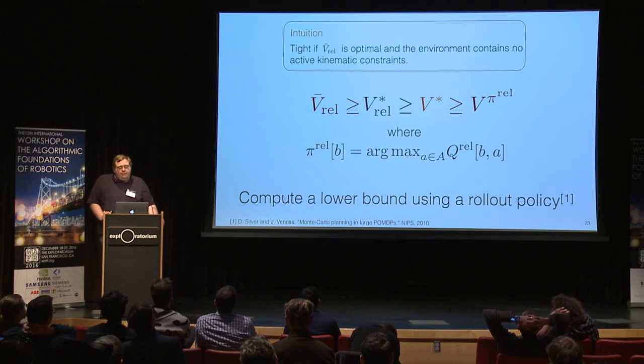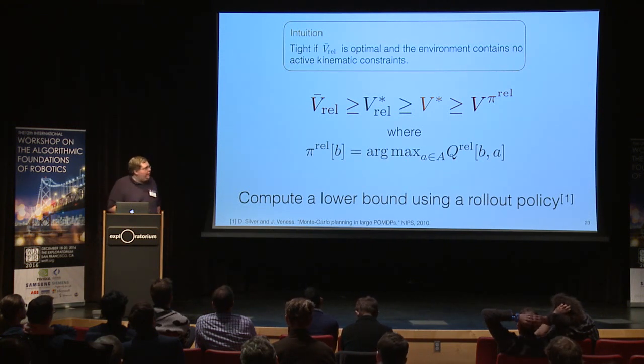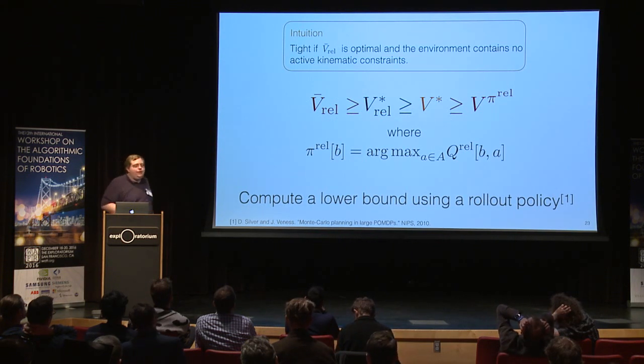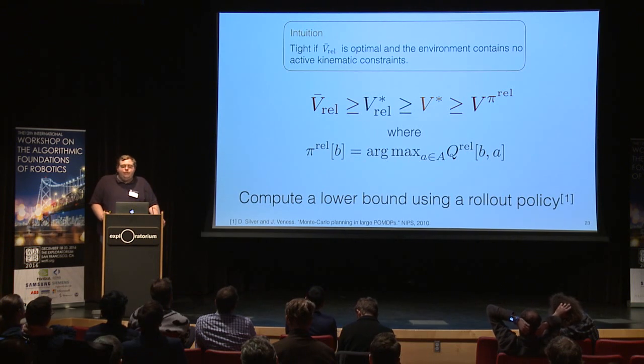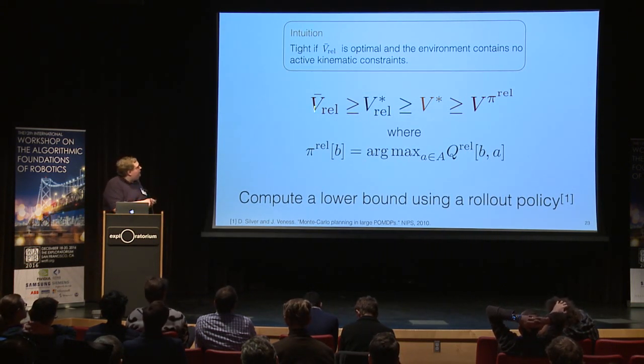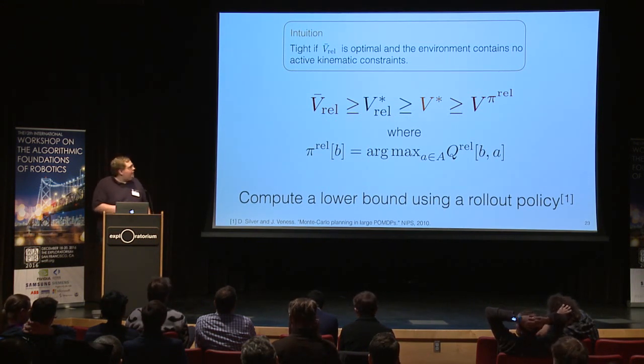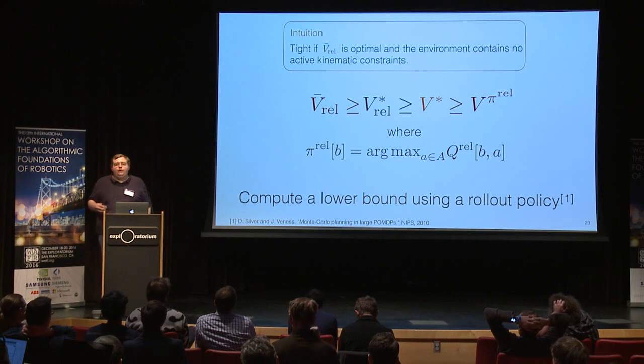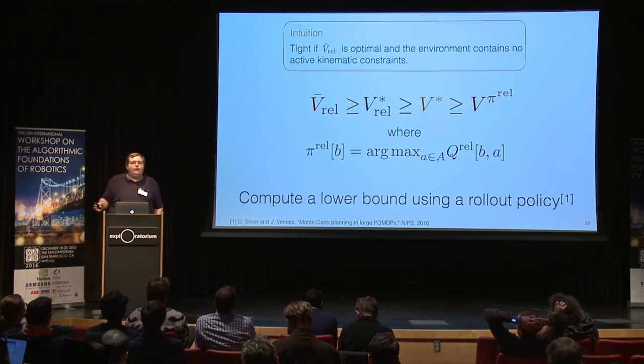If we use the concept of a rollout policy from the online POMDP planning community, we can actually use the same heuristic we use as this upper bound as the value function we're greedy with respect to for our lower bound. And the intuition here is that if there is indeed no kinematic constraints and this value function is indeed the optimal hand relative value function, then this bound is tight and the online planner essentially just greedily follows the heuristic.